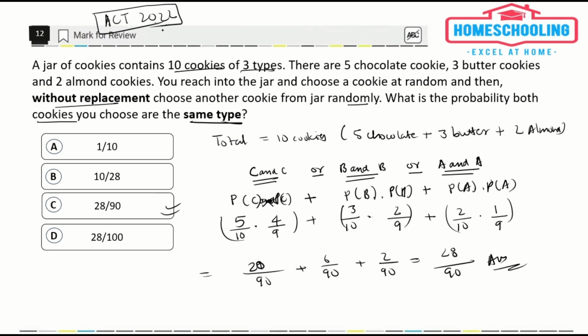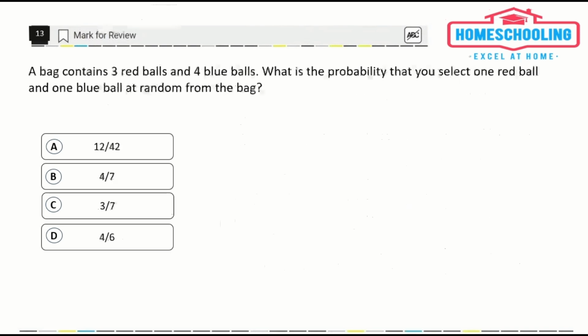So this is a very important question. A lot of students were unable to score full marks because of this question being asked. Now let's move on to the next question.